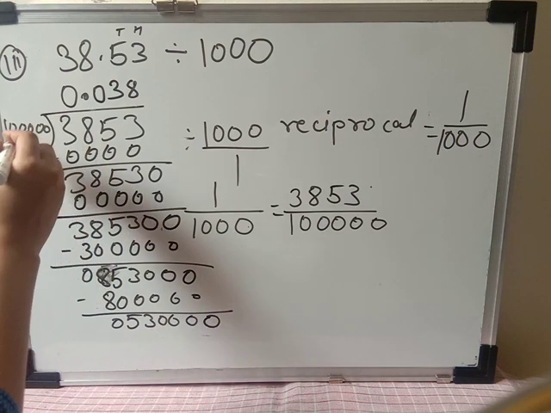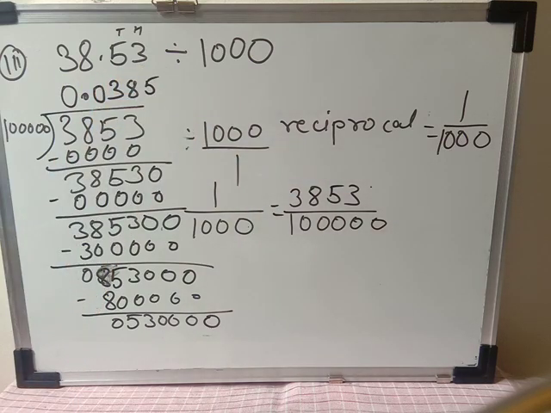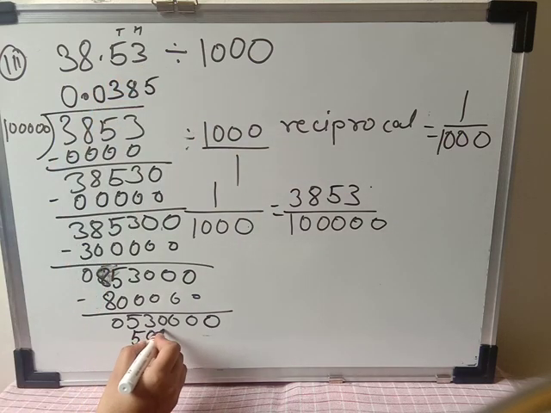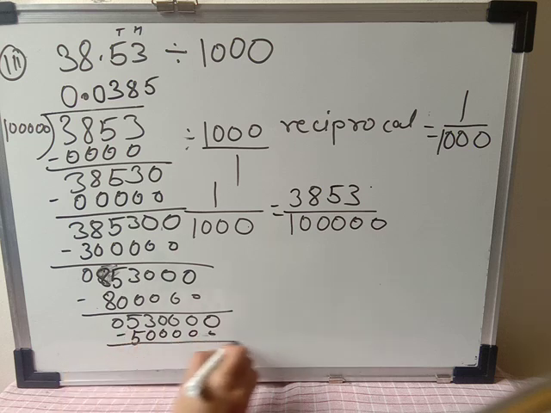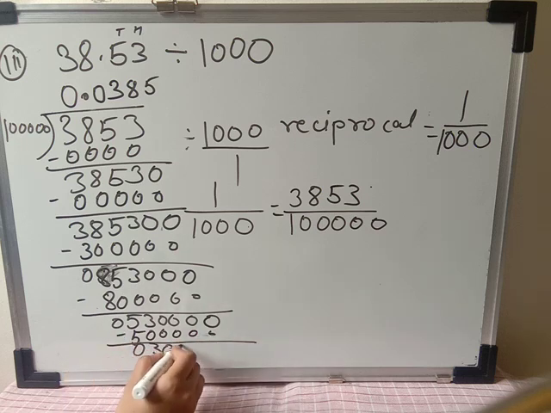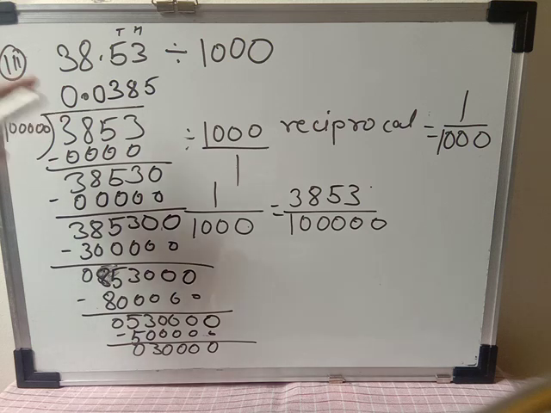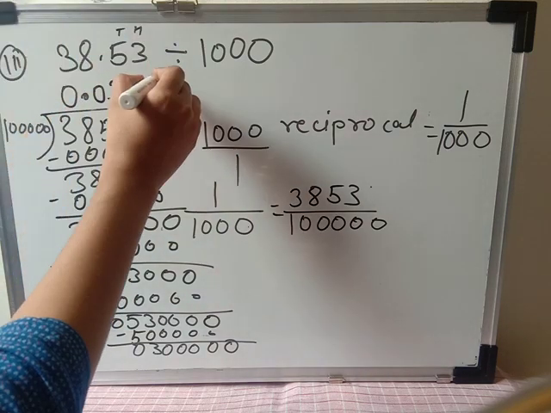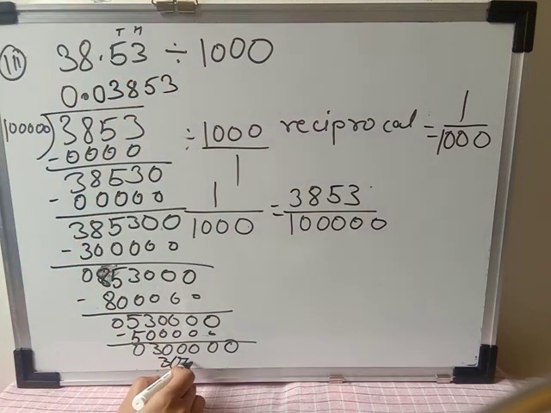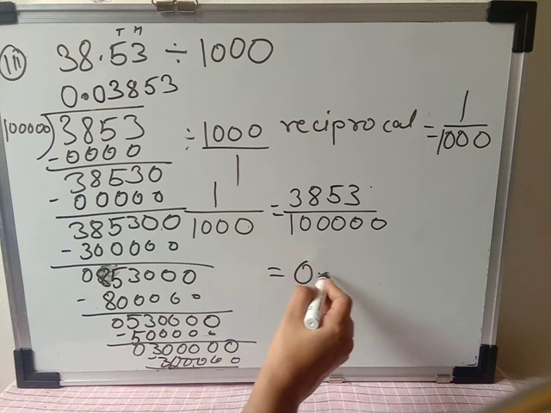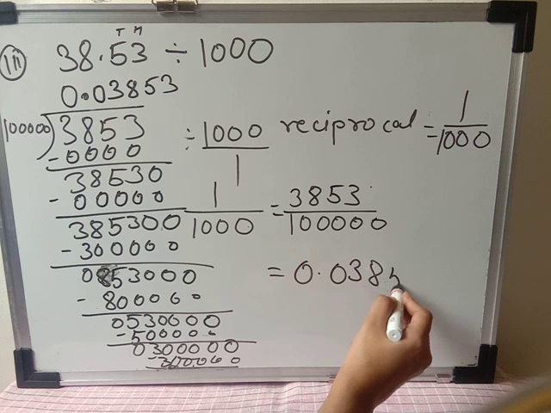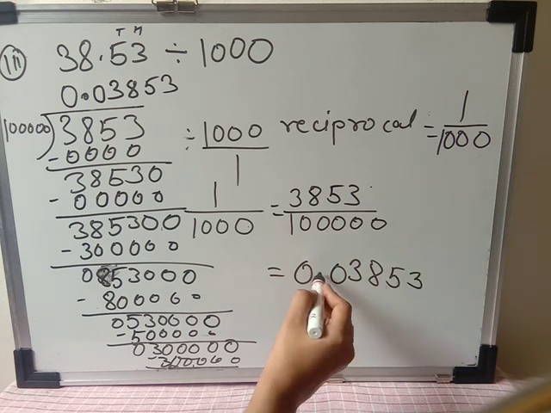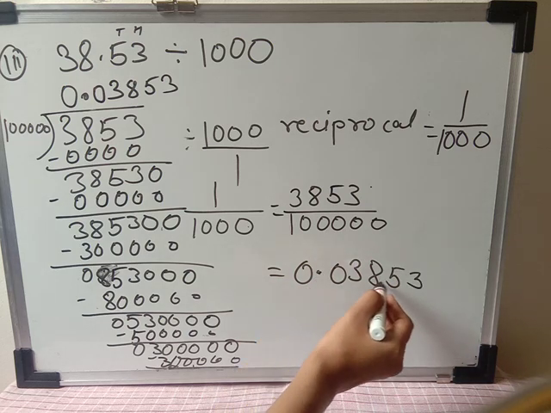The number will become 5,30,000. Again 1 lakh 5s are 5 lakh. So here will 0 and here will come 30,000. We have taken the decimal, it means we can take the 0 and here the number will become 3 lakh. So here 1 lakh 3s are 3 lakh. So here we got the answer, that is 0.03853.